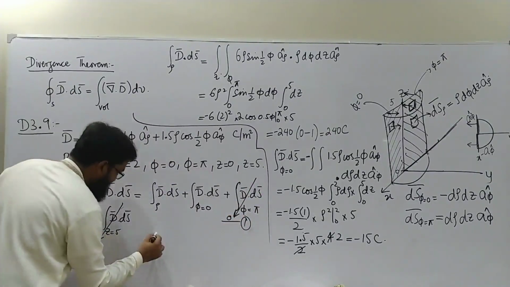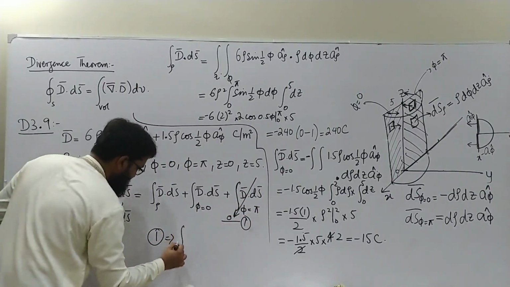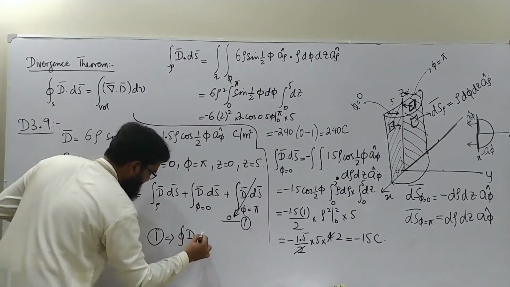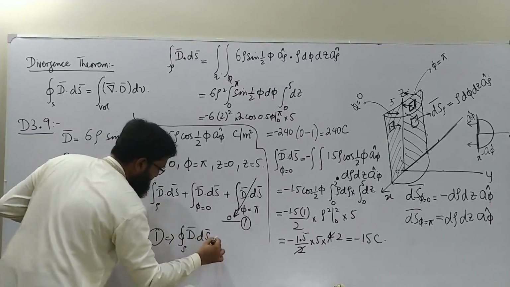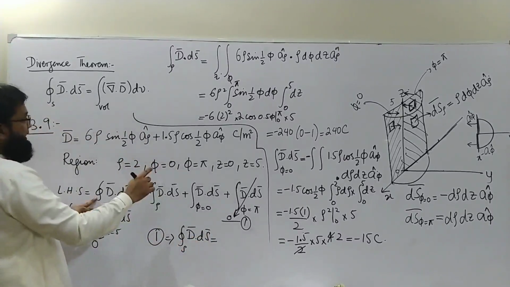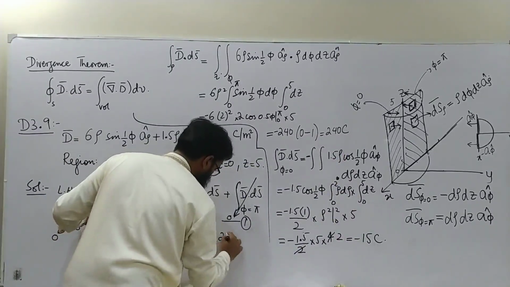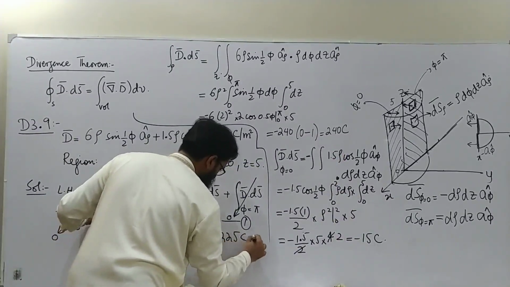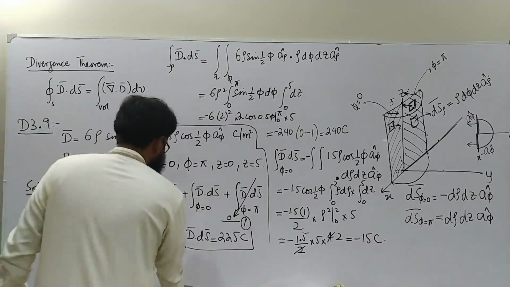So from equation number 1, the left hand side, which is nothing but the closed loop integral of D dot dS, will be equal to 240 minus 15, 225 coulombs, left hand side. I hope you are able to see it. Yes, you're able to see it.